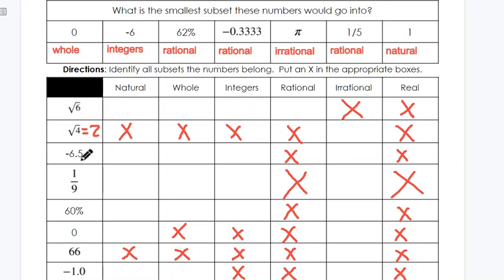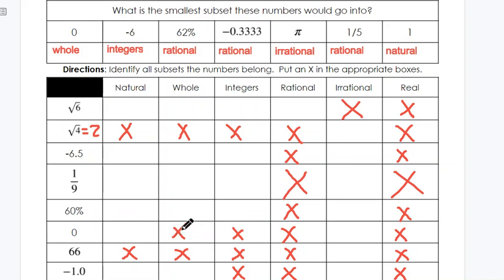Negative 6.5. So negative 6.5 is a rational number. It can be written as a fraction, and it is real. It is not an integer because it has a decimal. Integers are only positive and negative whole numbers. 1/9 we already did. 60% can be written as 60 over 100, so that means it can be written as a fraction, so it's rational, and it's also real.